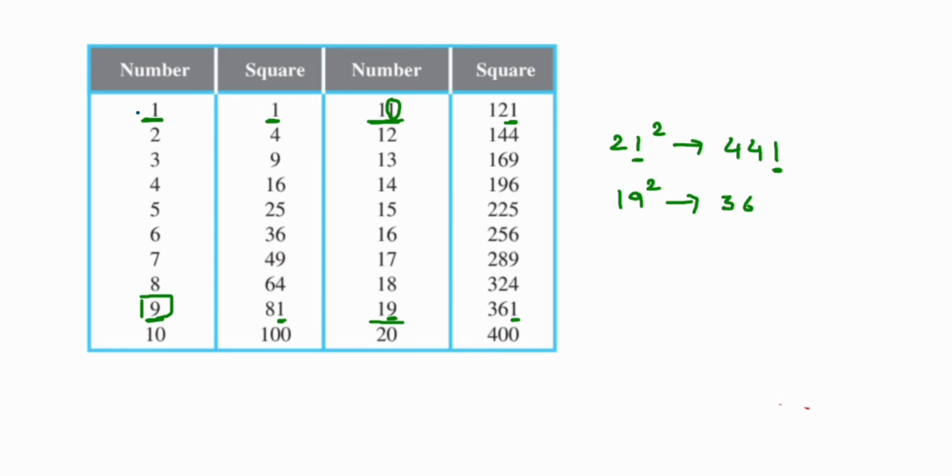So for 9 and 1, if any number ends with 1 or 9, or the unit place is 1 or 9, and you take a square of that number, you always get 1 in the unit place. This is one of the important properties. So we can say for 1 and 9, it is always 1 in the unit place when you take a square.